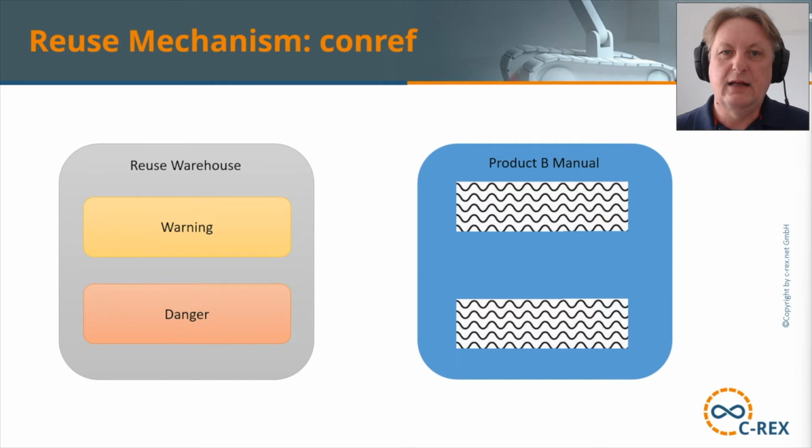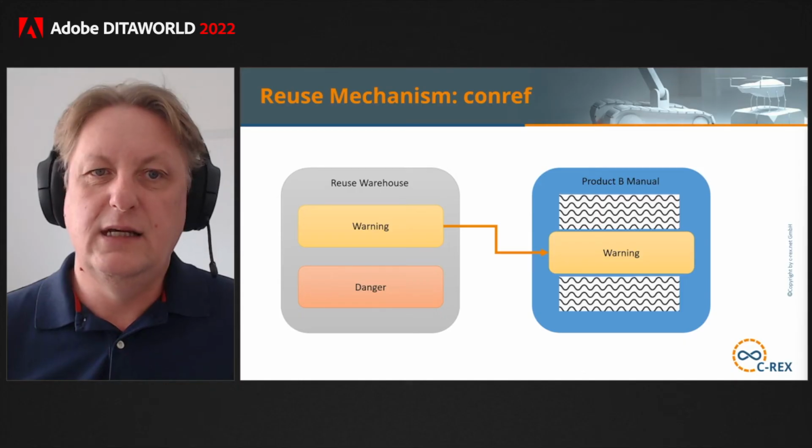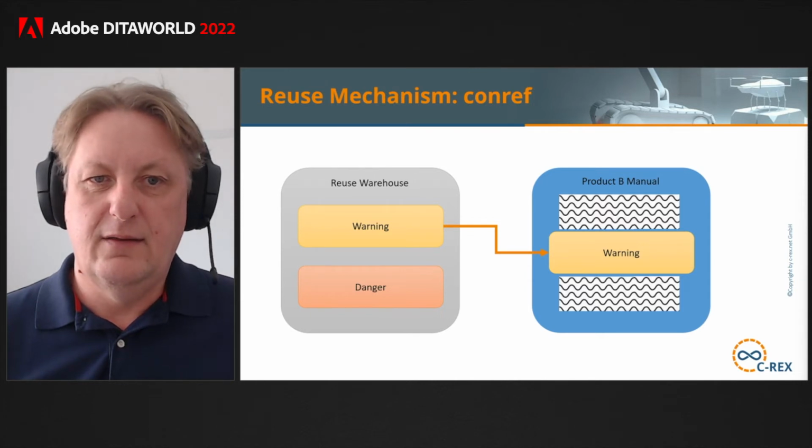Then we create a second manual for product B, which is completely different to product A. But at some points, we need the same content. In this case, we reuse the same hazard statement and reference it in the second documentation. This is very simple to understand, I think. Conrefing just means to refer to some content which is stored and maintained somewhere else.